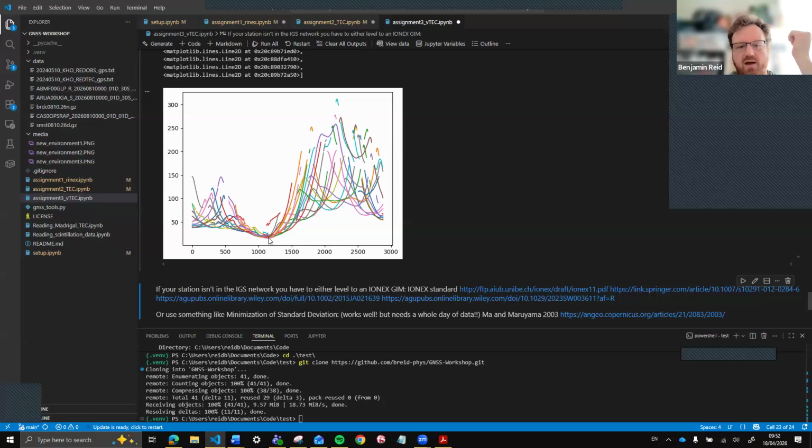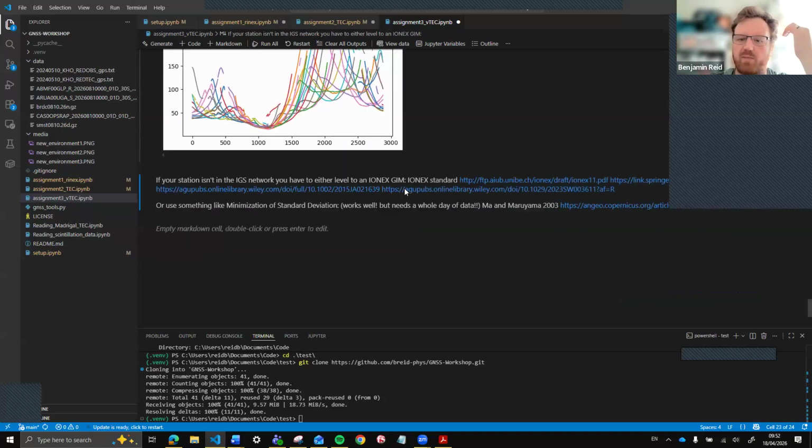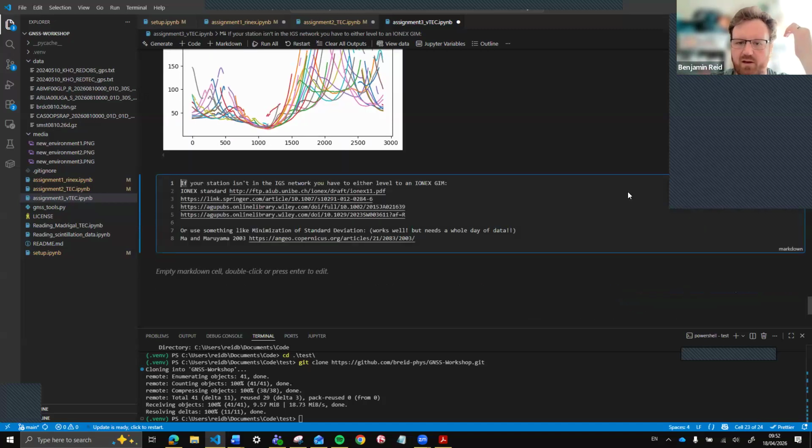Unfortunately, you can see that during the day, depending on what specific slant TEC you have, what look angle you're at, you can get these sort of wildly different looks. But generally, this is the pattern that you expect to see. And this looks a little bit weird.